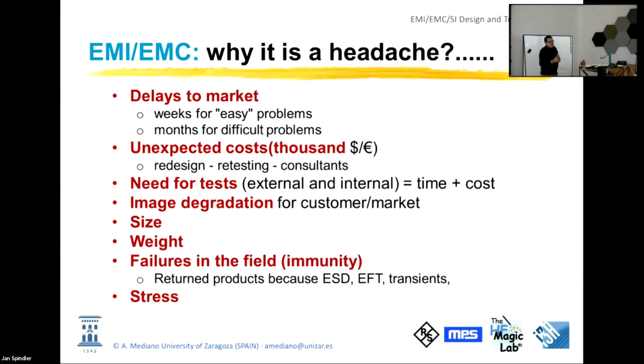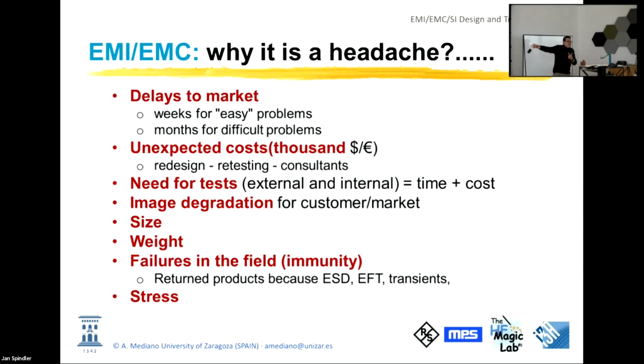Thousands of euros, thousands of dollars. This is because you need to redesign, you need to prepare new prototypes, you need to retest, and perhaps you need to hire consultants to solve the problem. Third, you need additional tests. We need to retest. And this is important because this retest means time and money, cost.